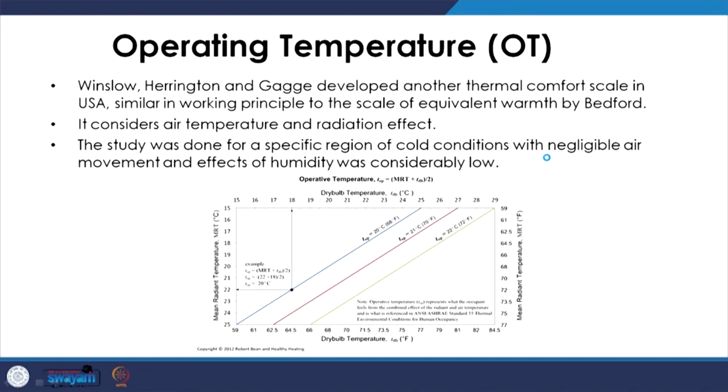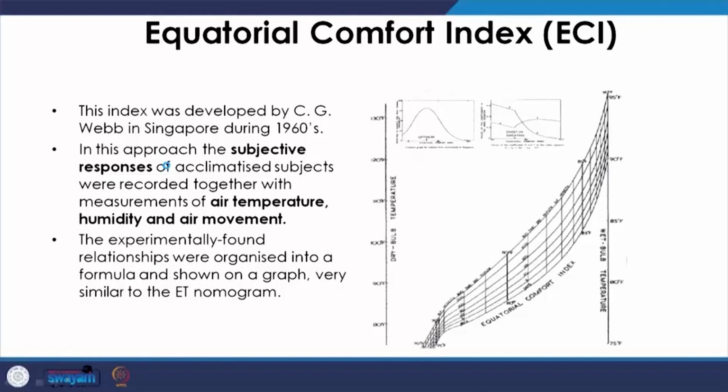Very similar to equivalent warmth, another thermal comfort index was created in the USA, which was operative temperature, and this particular study was done for the specific region of cold conditions with negligible air movement. So, in both equivalent warmth and operative temperature, the air movement was considered almost negligible. Another thermal comfort index was developed in the 1960s, called the Equatorial Comfort Index, and it was developed in Singapore by C.G. Webb.